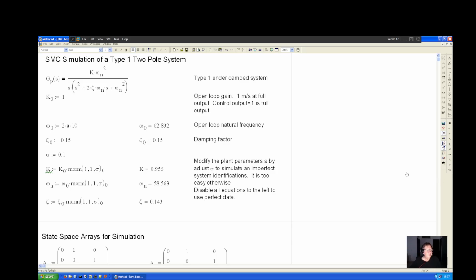Hello, this is a follow-up. This is part two of Peter Ponder's sliding mode control. Again, I'm starting with the same parameters, except now I have a second order system.